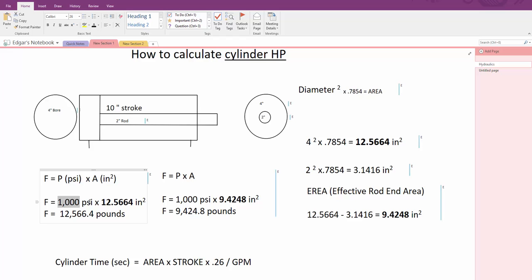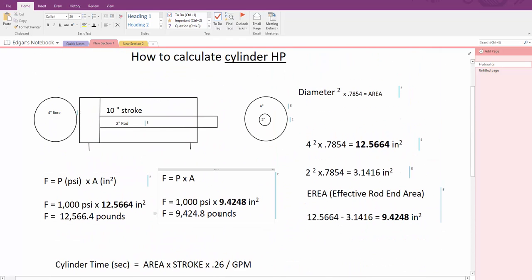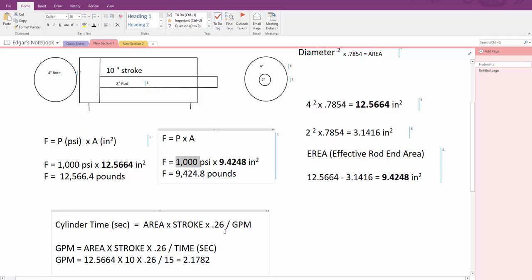But in the real world, you usually are not going to come up with the same horsepower on the retraction or extension side of the cylinder. But for calculation purposes, we are using the same pressure and the same GPM to extend and retract the cylinder, and therefore it gives us the same horsepower. In the real world, the forces are not going to be that uniform, and you are going to have a different number.